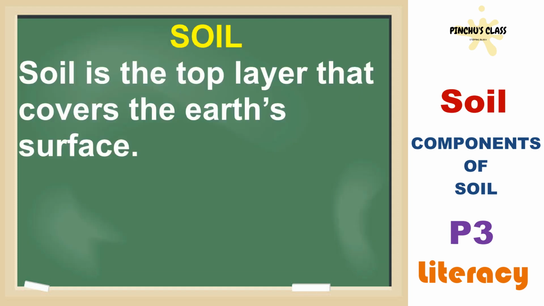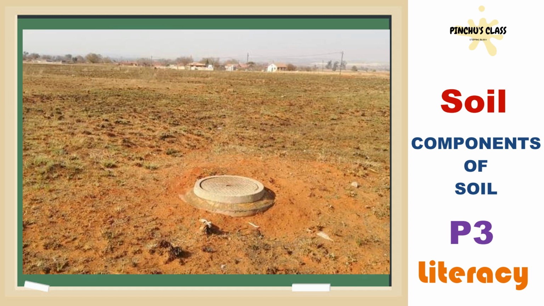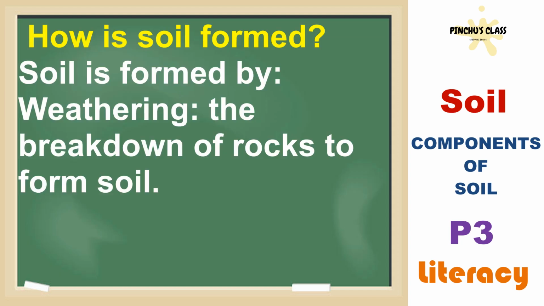So, soil is the top layer that covers the earth's surface. When you look around, you go outside, if you're inside, you look around, you see soil there. So it is the top layer that covers the earth's surface. So that is soil. Now I think you know about soil. But where does soil come from? Have you ever asked yourself, where does this soil come from?